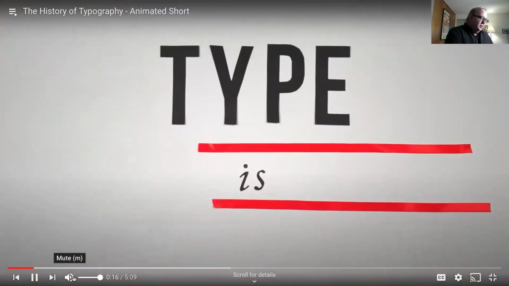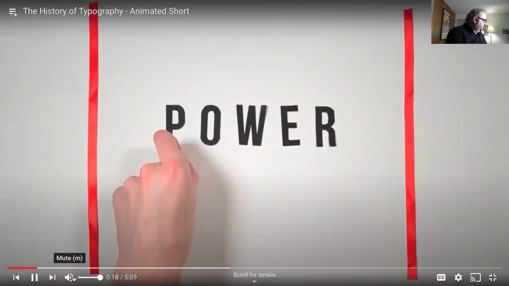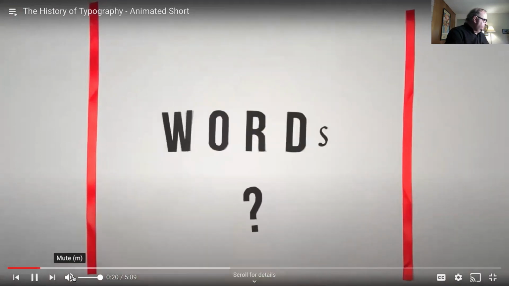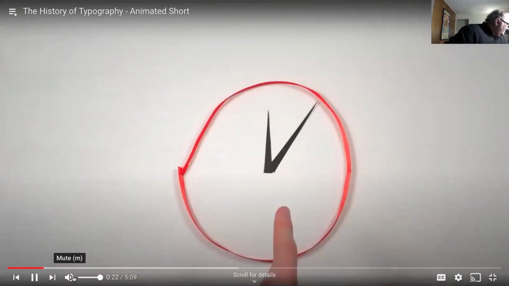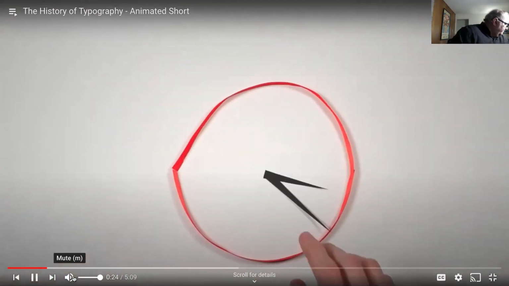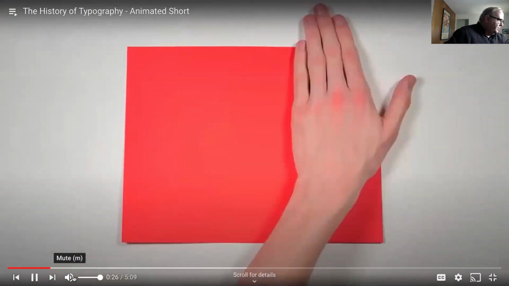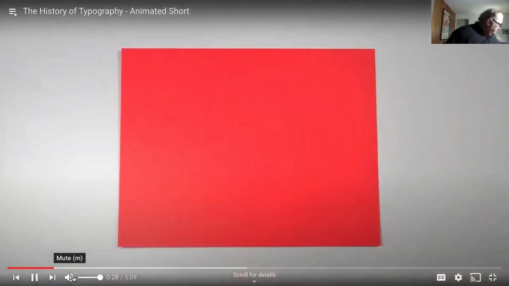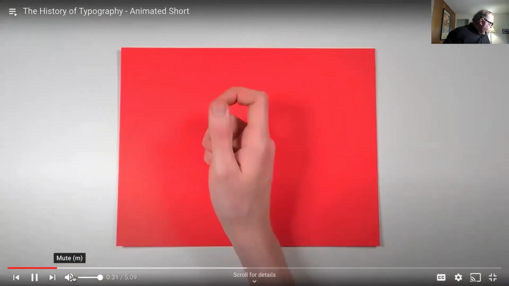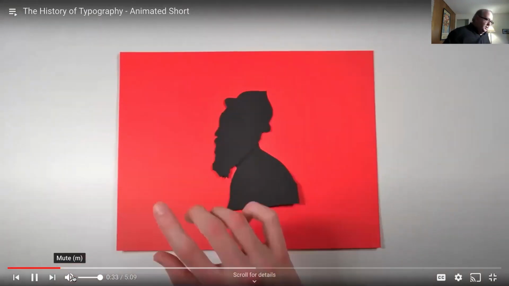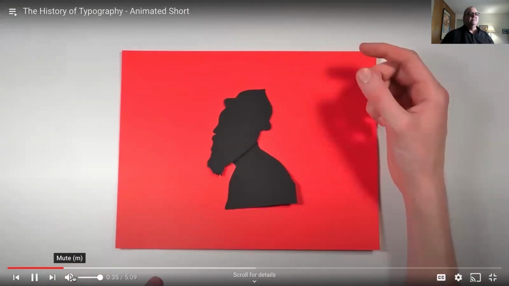Type is power. The power to express words and ideas visually. It's timeless, but always changing. That's what we're going to explore. Most people agree that the creator of typography was a German man named Johannes Gutenberg. Yes, he wore a hat like that.